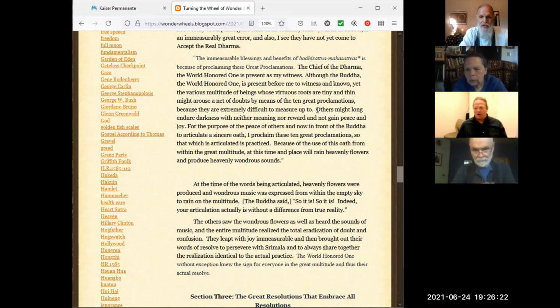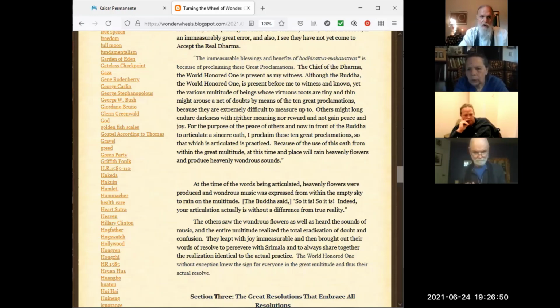Yeah, they're hardcore. In the story here, Queen Srimala realizes, these are the proclamations I'm making, but I realize that people may think that this may arouse a net of doubts that anybody, even me, could actually do this. But the Buddha is my witness, she says. So don't take it lightly that I'm saying this. The Buddha is my witness.